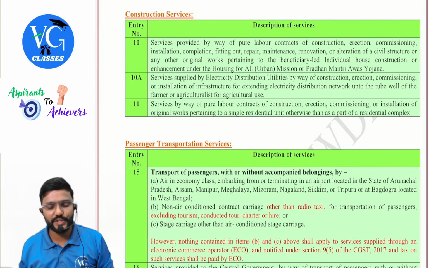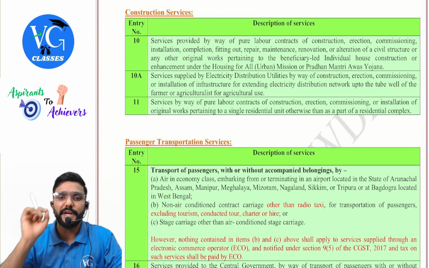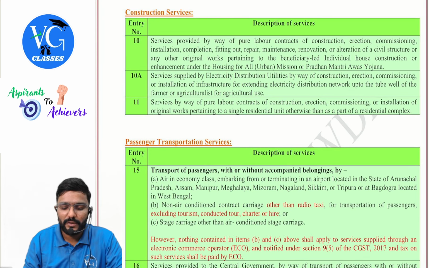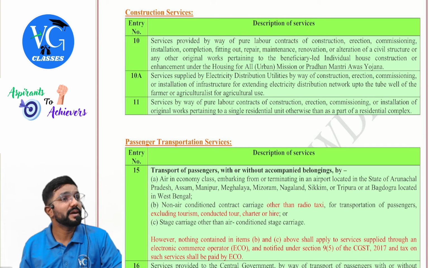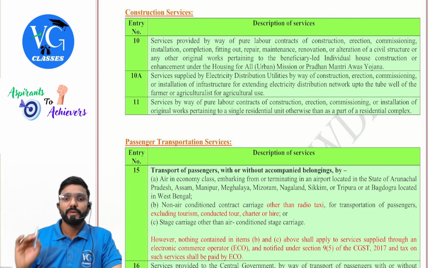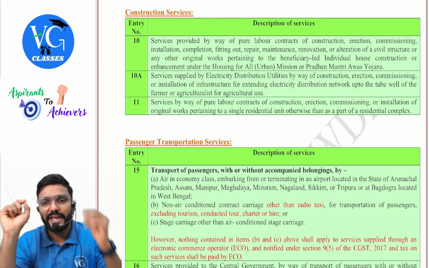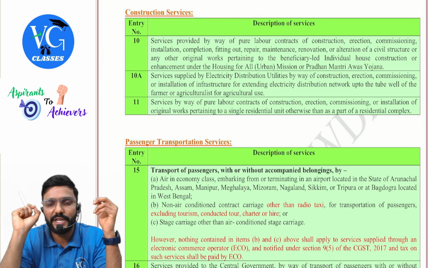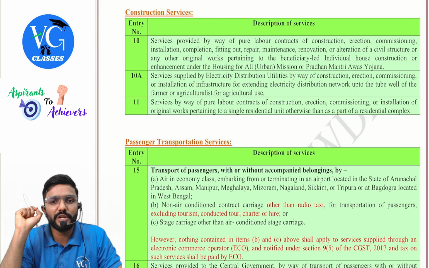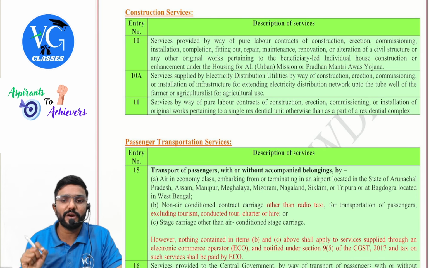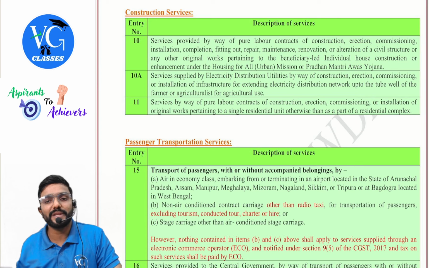Next, construction services. Entry 10. Services provided by way of pure labor contract. What does pure mean? 100% services. No goods. Pure labor contracts for construction, erection, commissioning, installation, completion, fitting out, repair, maintenance, renovation or alteration of a civil structure or any other original works pertaining to the beneficiary-led individual house construction or enhancement under the Housing for All Mission or Pradhan Mantri Awas Yojana.